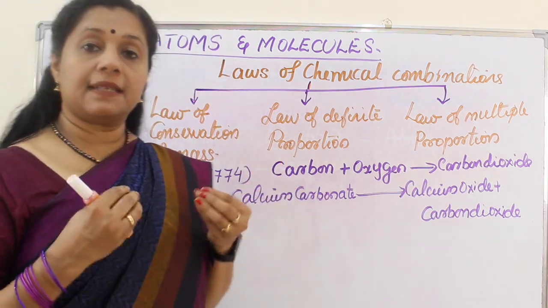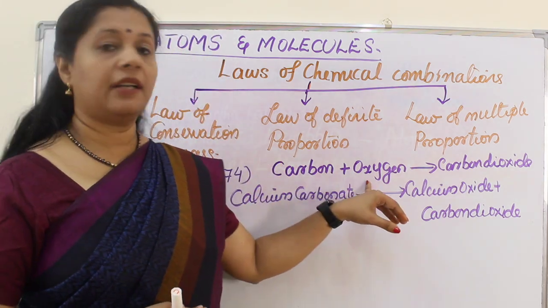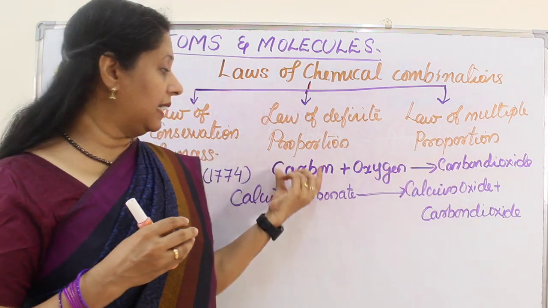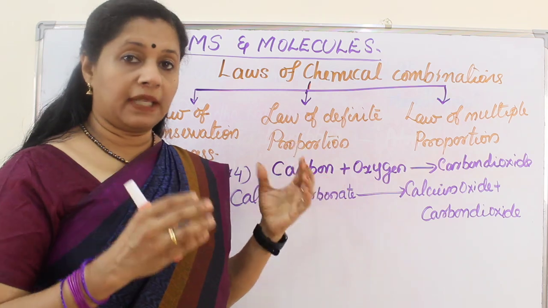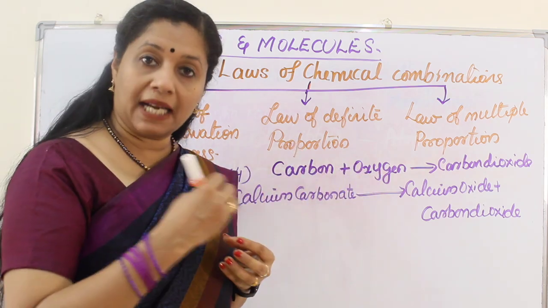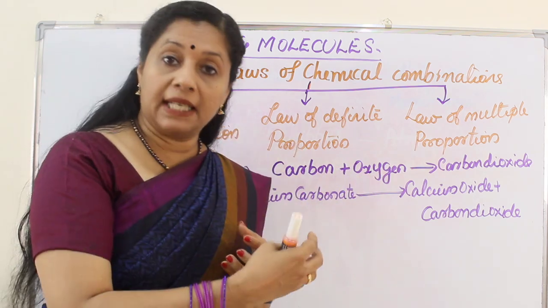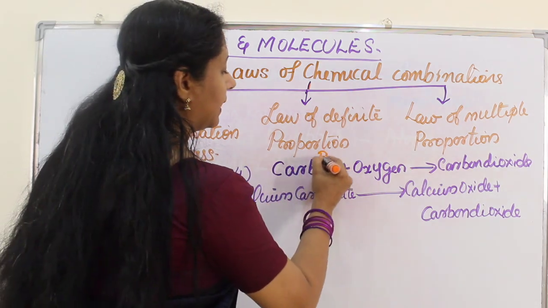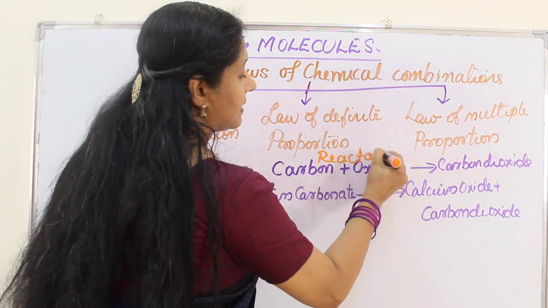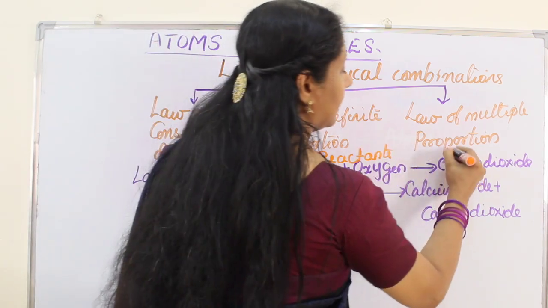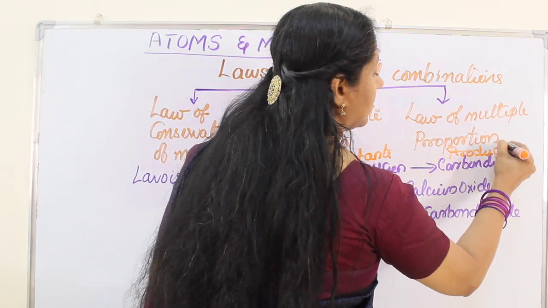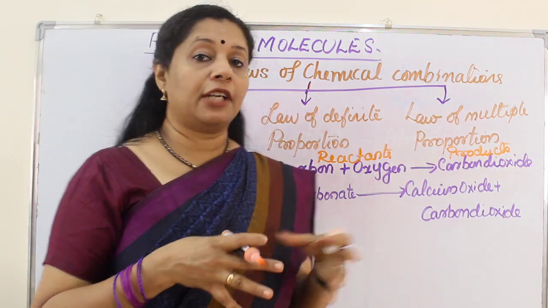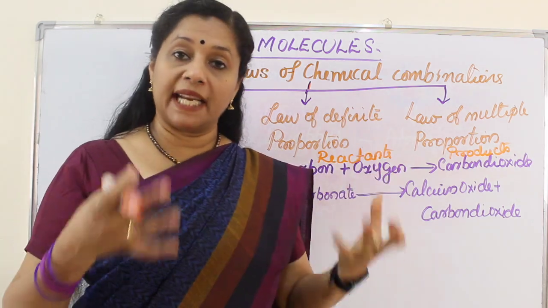I told you it is based on several experimental reactions that they confirmed these laws. Take a simple example, carbon and oxygen, which give us carbon dioxide. These two substances, carbon and oxygen, which are involved in a reaction, are called the reactants. The ones that are going to react are called the reactants, and what we are getting are called the products of the chemical reaction. So in a chemical reaction, reactants combine to form products, or reactants break to form products.